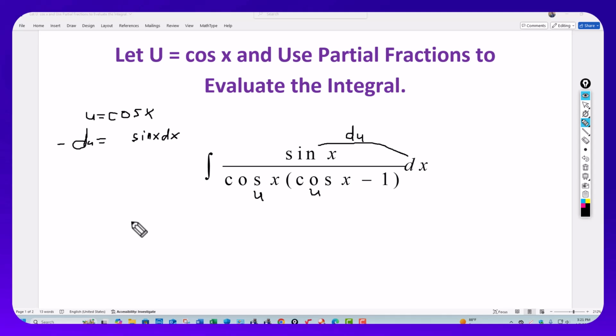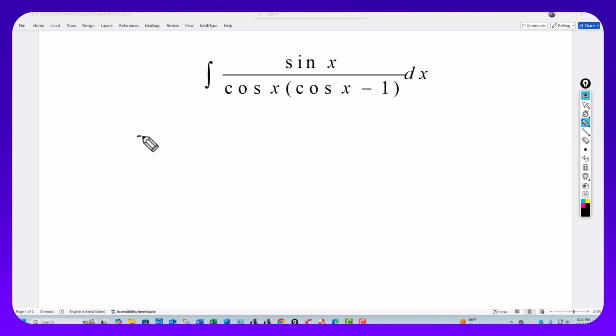So the setup will look like this then. Let's transform this integral in terms of u. I'll have the integral, and the sine x dx, like I said, was replaced by minus du. Cosine of x was equal to u. Cosine of x minus 1, replace the cosine of x by u again. We have this right here. This will be the integral of then.